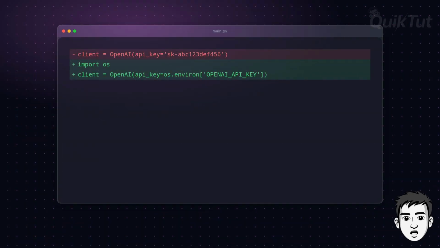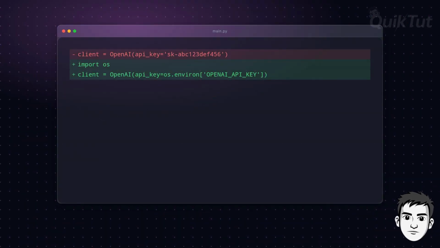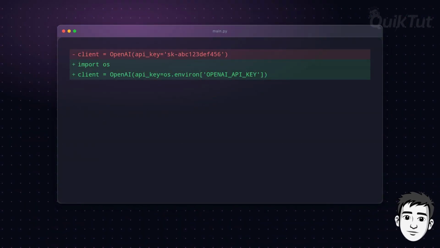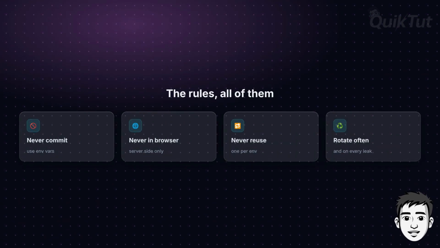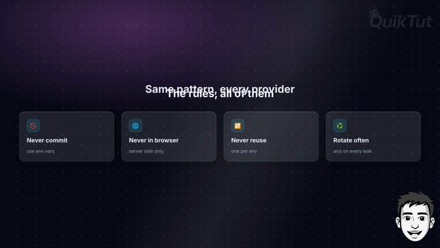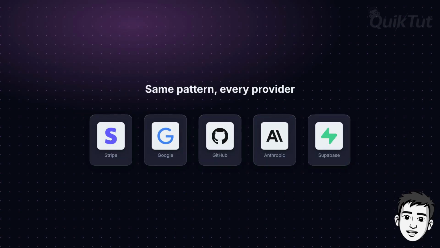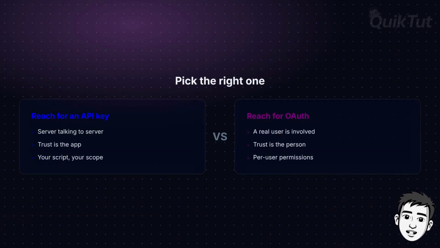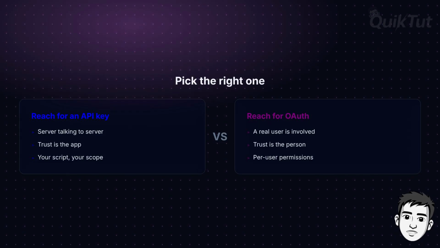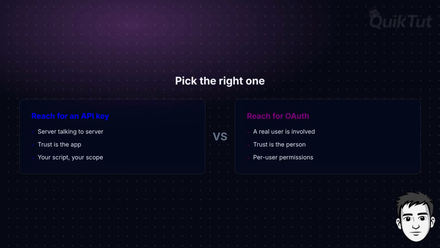The fix is one habit. Read the key from an environment variable, never hard-code it. The rules are short: never commit it, never ship it to the browser, never share one across environments. The same badge pattern sits behind every API you use. So pick the right tool: an API key when the app is the one being trusted, and an OAuth token when a real user has to grant permission first.